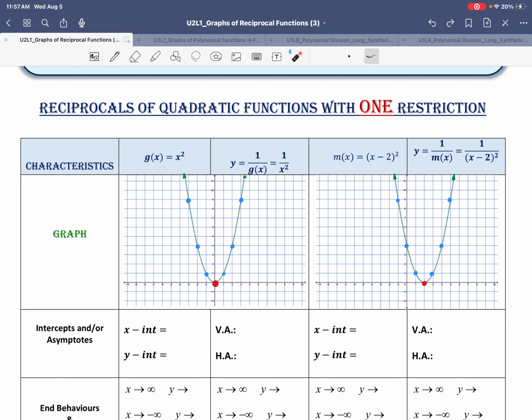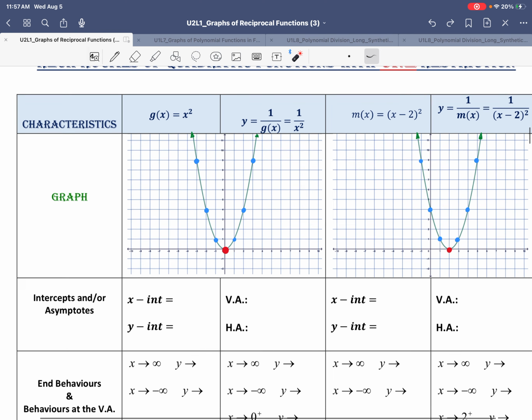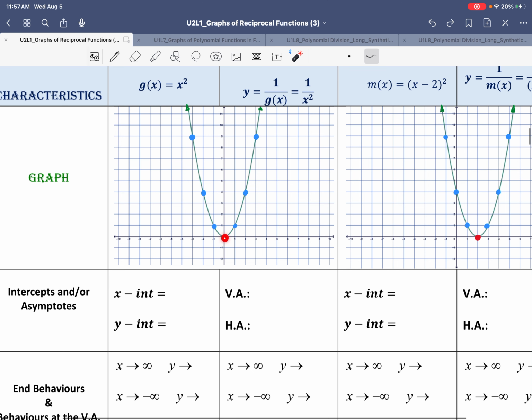Now, for this, we're looking into the graph of the function g of x equals x squared, which is the simplest quadratic function, and its reciprocal. And the graph that you see here on the grid is the graph of x squared. As you can see here, I've marked with a red dot the 0 of the quadratic function x squared. And we're going to start building the graph of its reciprocal by first reciprocating this very point right here.